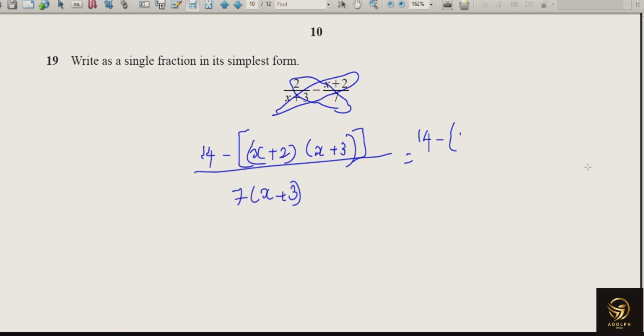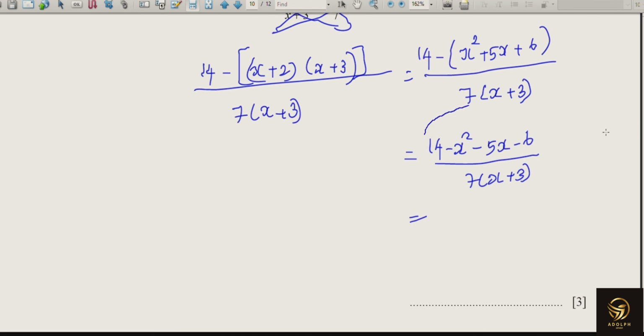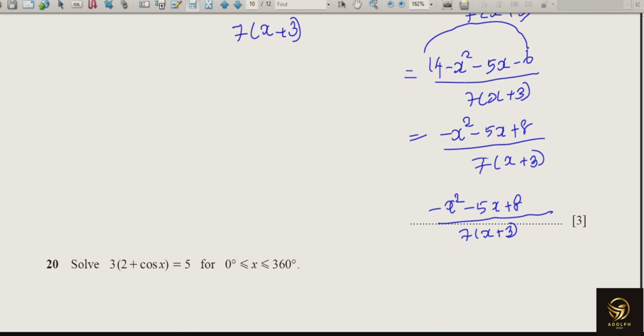So 14 minus, we'll be getting here x square plus 5x plus 6, whole divided by 7 into x plus 3. Let us write the same. And now if I multiply by minus, I will be getting 14 minus x square minus 5x minus 6, whole divided by 7 into x plus 3. We don't want to expand the bracket in these kinds of questions. So 14 and 6 alone can be simplified. 14 minus 6 is 8. So minus x square minus 5x plus 8, whole divided by 7 into x plus 3, is the answer we are getting.